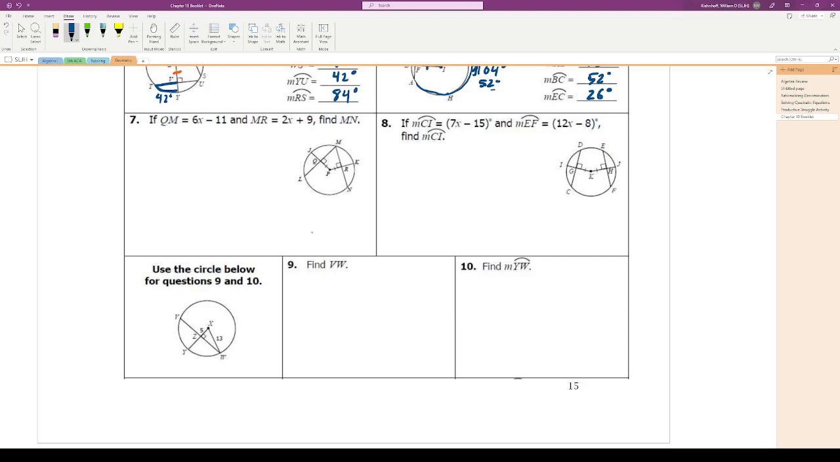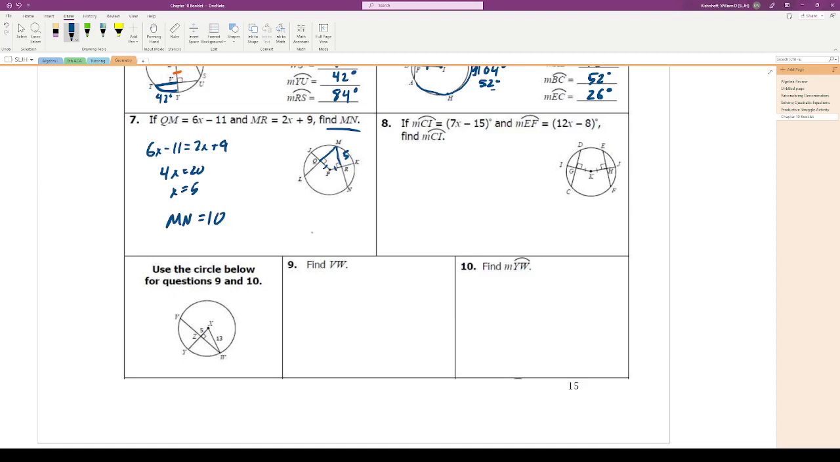So QM, which is half of one of our chords. Again, we have these two equal markings, so we know the chords match. QM is half of a chord. MR is half of a chord, so they are congruent. So we're going to do 6x minus 11 equals 2x plus 9. We get 4x equals 20, x equals 5. That's not what they're asking for. They're asking for MN. So if MR is 5 and MQ is 5, MN, the total chord, would be double that. So MN is equal to 10.